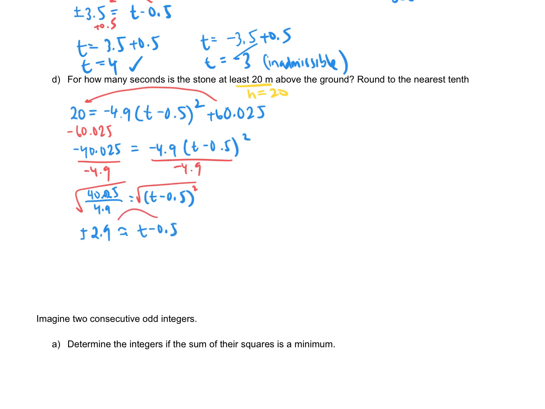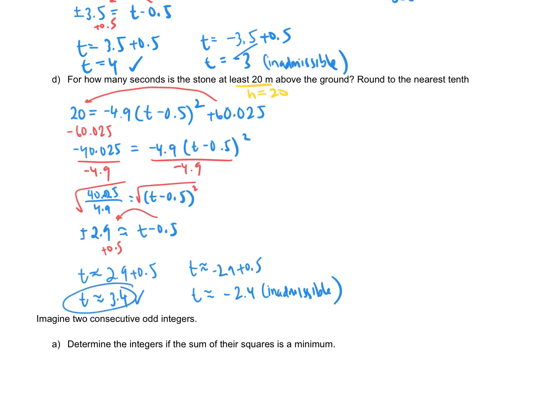And now just like before, bringing the 0.5 over, and it will be with addition. So our times will be either positive 2.9 plus 0.5 or negative 2.9 plus 0.5. So that's 3.4, logical, and negative 2.4, not logical, so inadmissible.